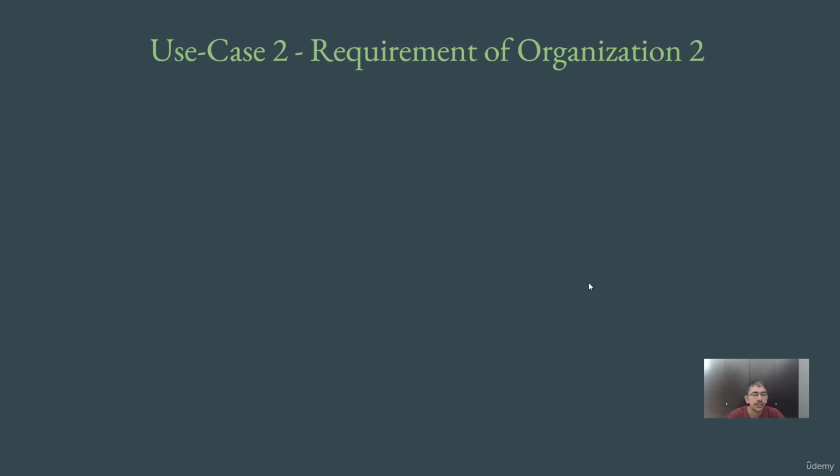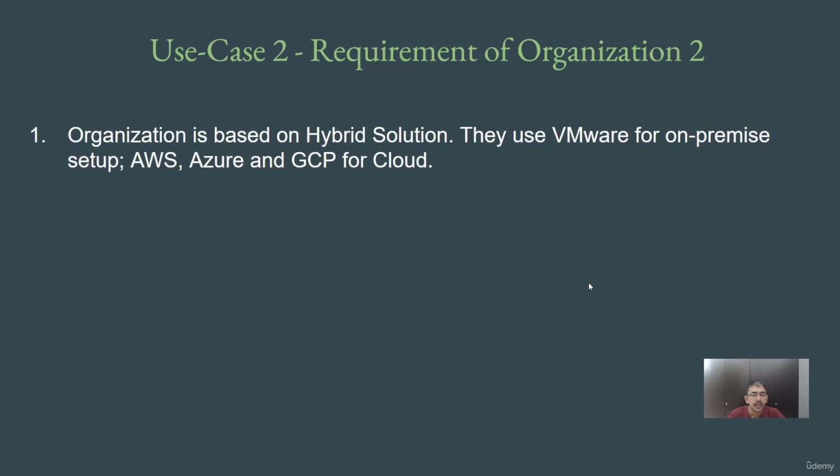Now let's look into the use case number 2 of organization 2. So what are the requirements? The organization is going to be based on hybrid solution. They use VMware for on-premise setup, AWS, Azure and GCP for cloud. So they have 3 cloud providers and they are also using VMware in their data centers.